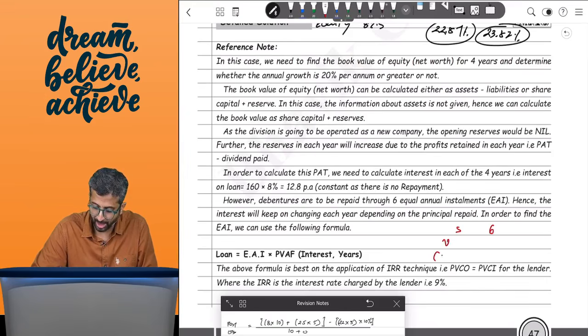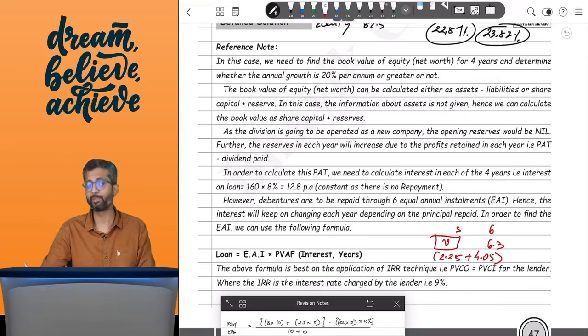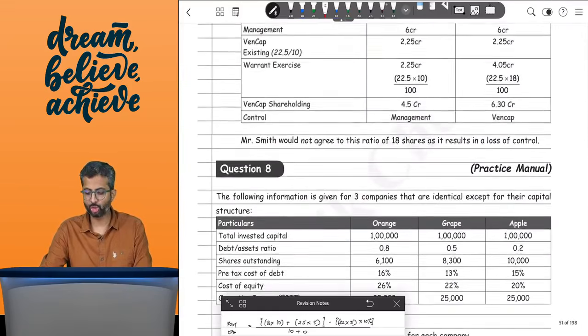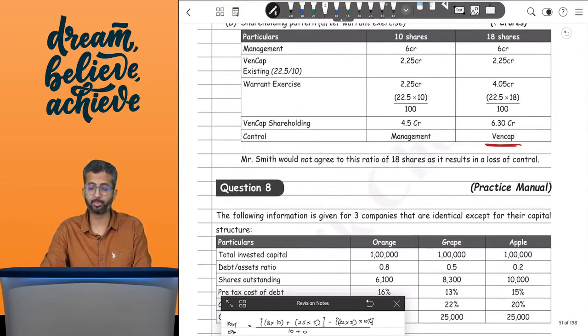However, VenCap will have 2.25 crores plus over here 4.05 crores, and hence this will be 6.3, and hence the control will be shifted to VenCap, and hence Mr. Smith will not be agreeing to this ratio because Mr. Smith does not want to give up control.